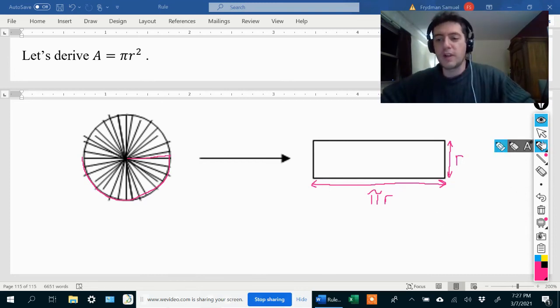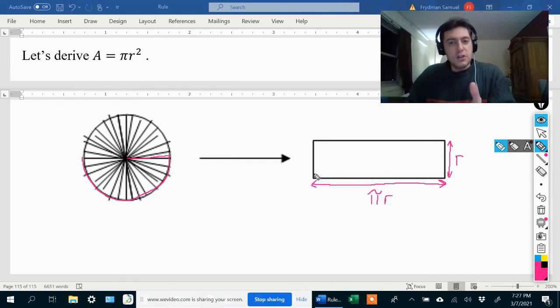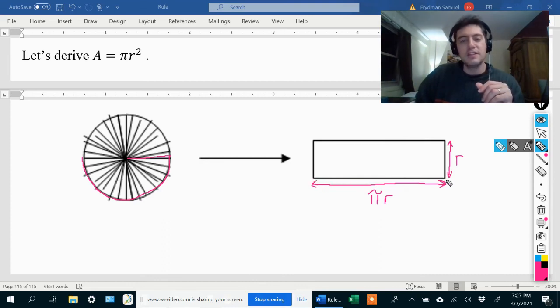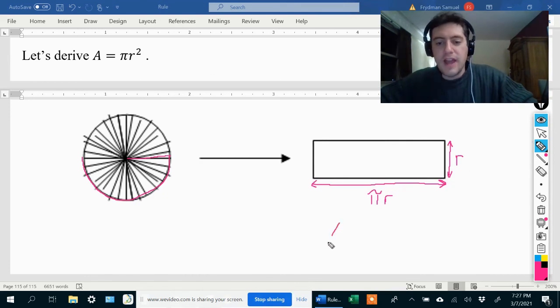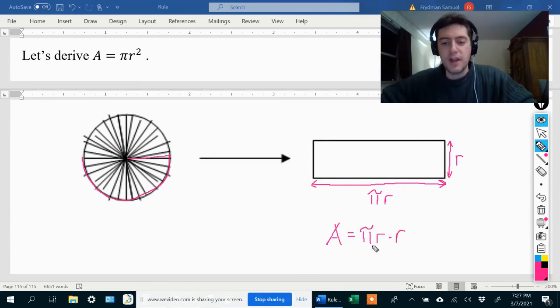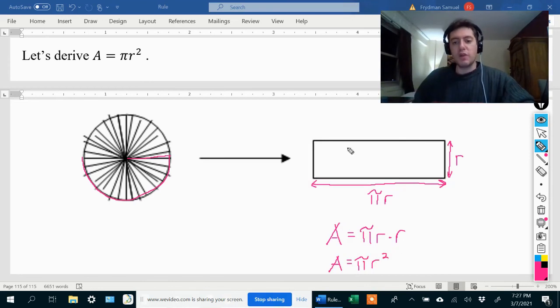So the area of this circle is exactly the same as the area of a rectangle. Now we know how to find the area of a rectangle. Hopefully you have learned that to find the area of a rectangle, you just do the length times the width, right? So the area of this rectangle A is equal to the length, which is pi r, times the width, which is r. And here we have r times r. Another way of writing that is r to the second power, or r squared. So the area of this rectangle is equal to pi r squared.